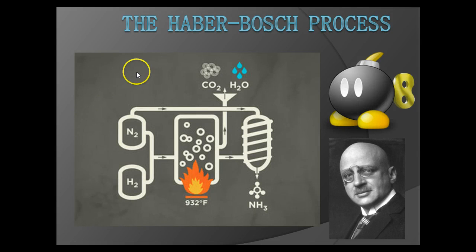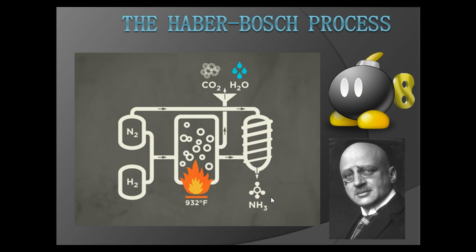I want to help you guys balance an equation that's had a huge impact on your life. It's known as the Haber-Bosch process. Basically, what the Haber-Bosch process does is combine nitrogen gas with hydrogen gas to form ammonia. We'll talk about why that's important in a couple minutes. But first off, this process was developed around 1905 by a guy named Fritz Haber and his buddy Carl Bosch.